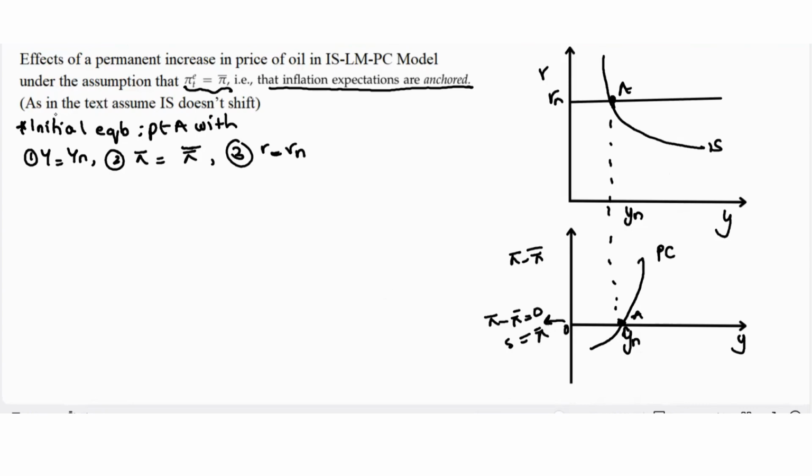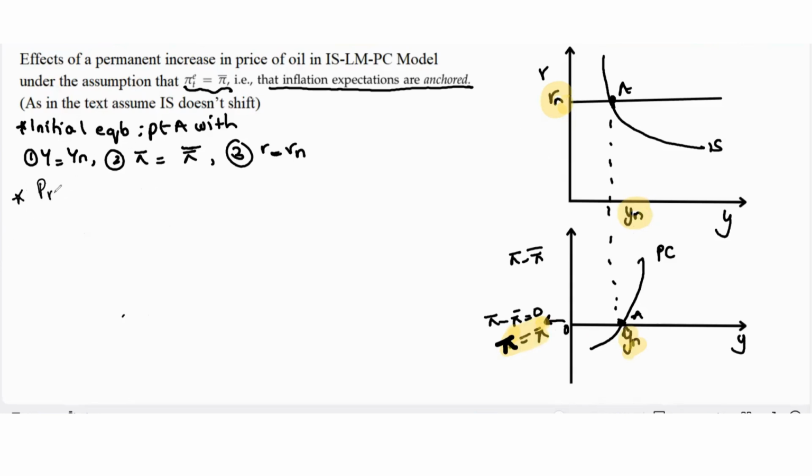So the whole idea is we start in medium-run equilibrium, where output is at the potential level, the real interest rate is equal to the natural rate of interest, and inflation is equal to expected inflation, which in this case is just the target inflation, because we're assuming anchored inflation expectations.